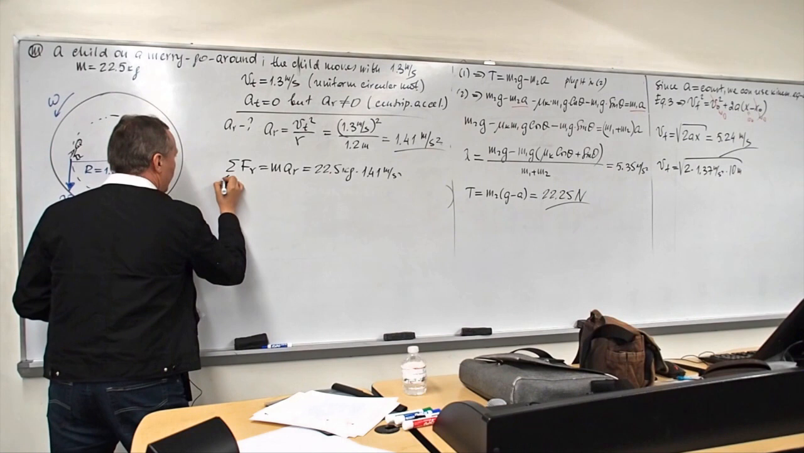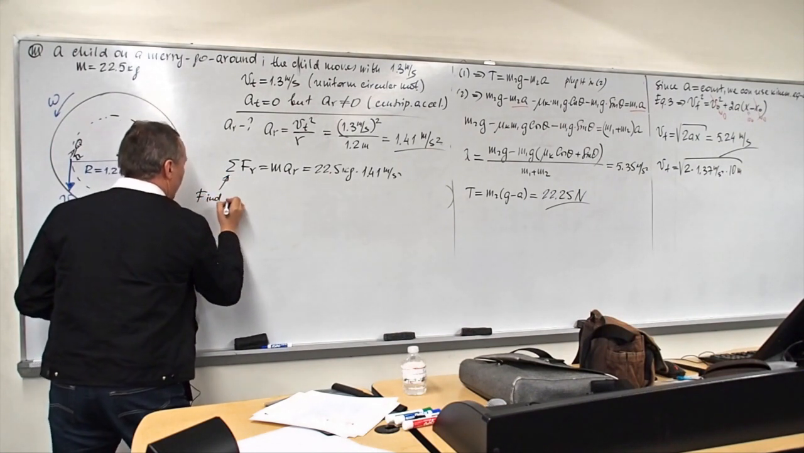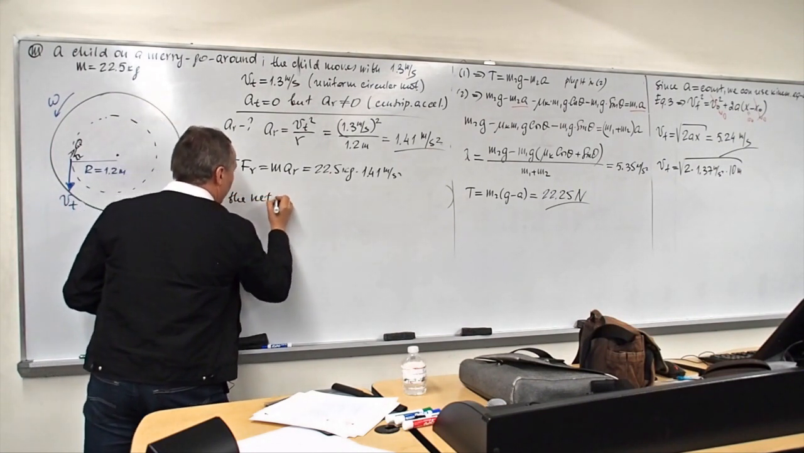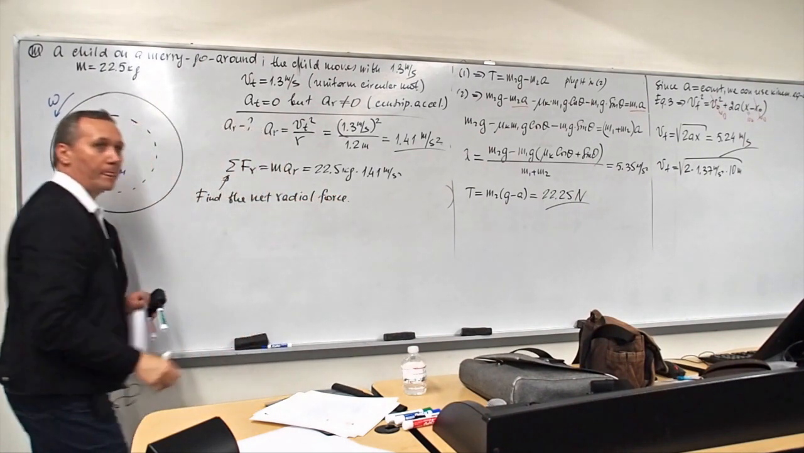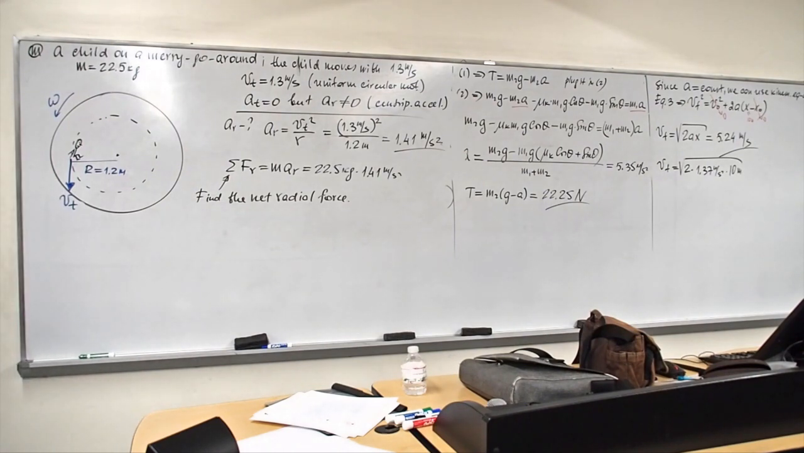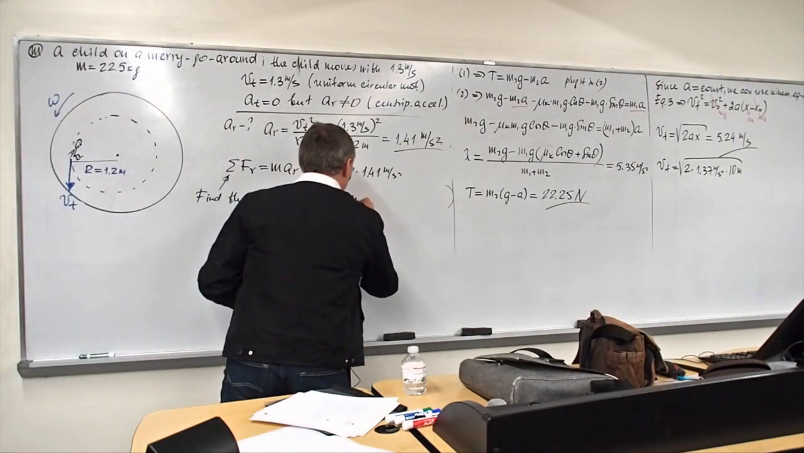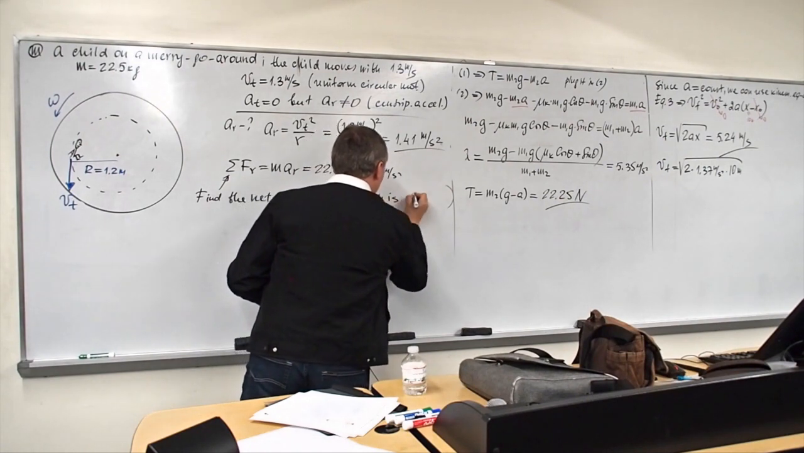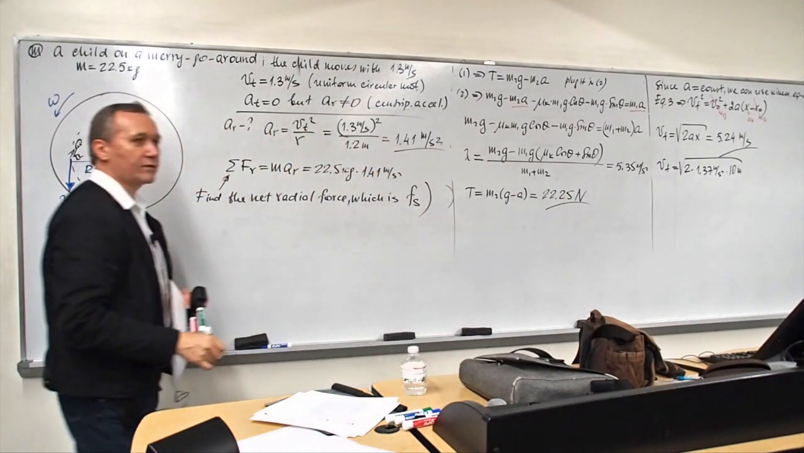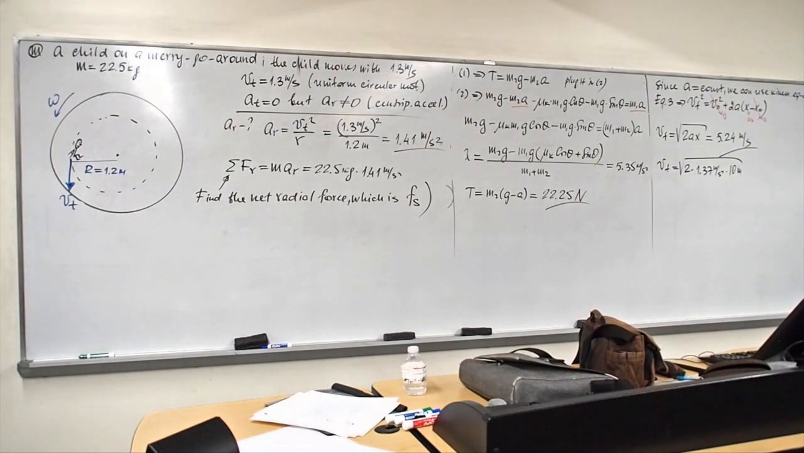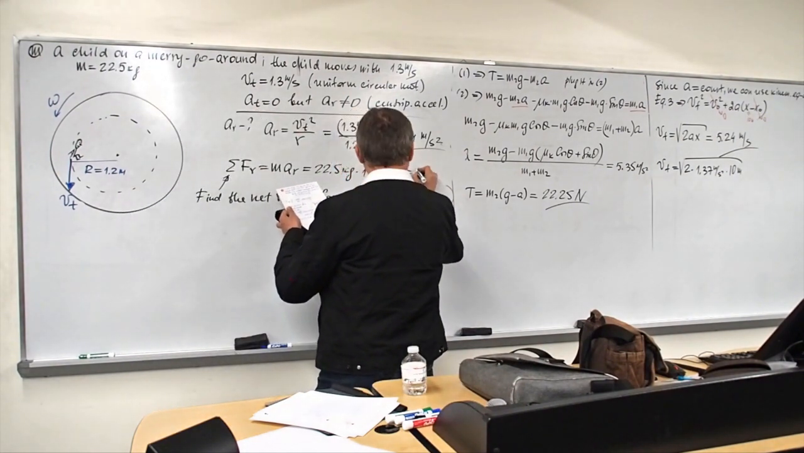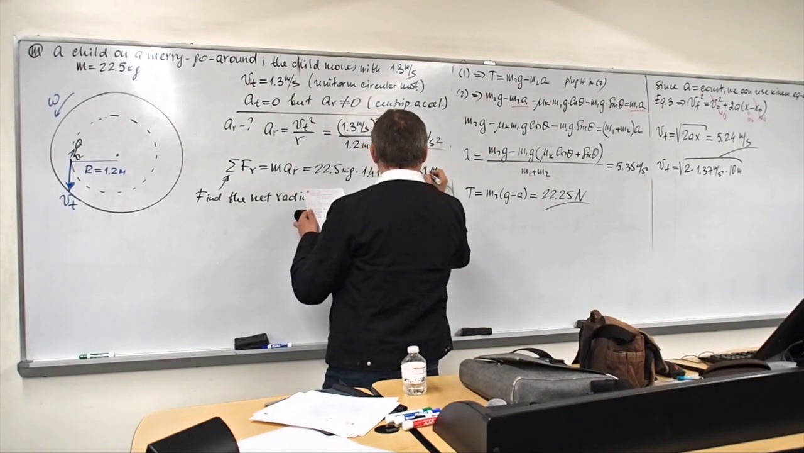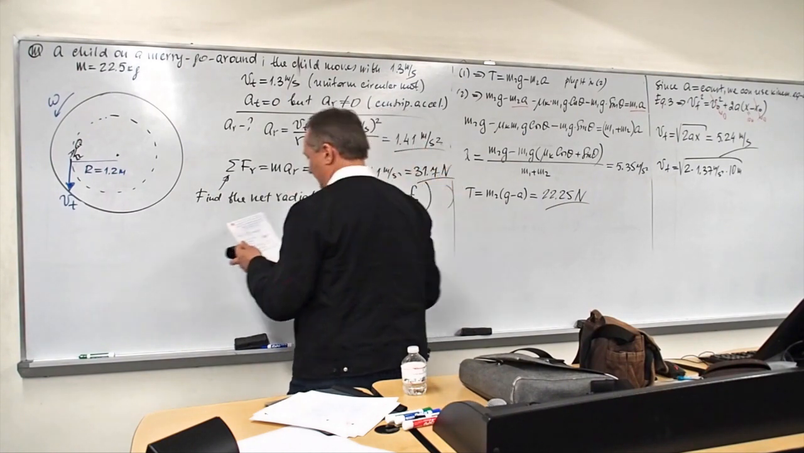So what we need to find is the net radial force, which is F static, the static friction force. If you multiply it, which I'm not going to do, you will get approximately 31.7 newtons.